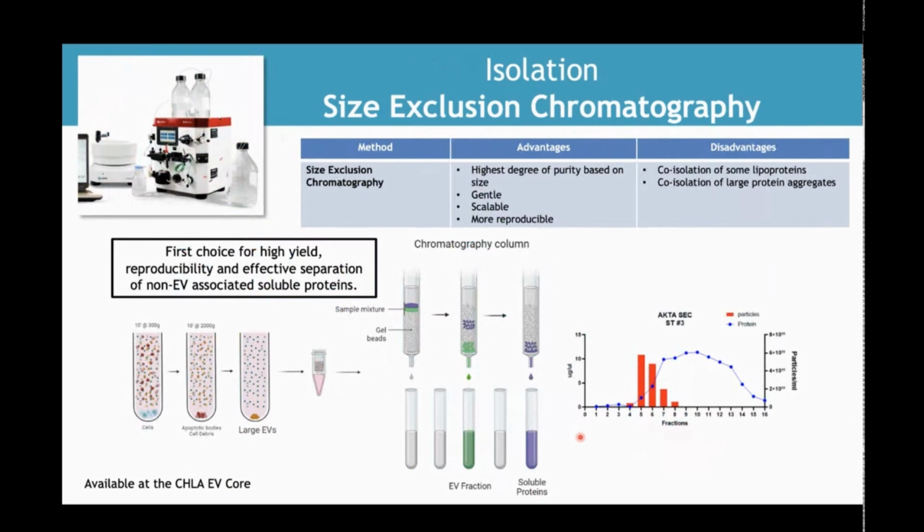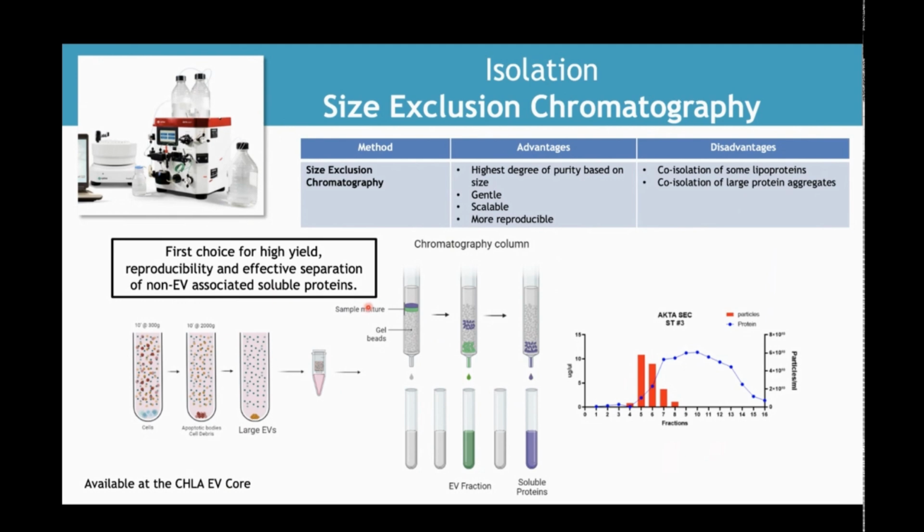The method of choice that we utilize at the core is actually the size exclusion chromatography, which is done on this pretty simple chromatography instrument called ÄKTA. This is the method that gives the highest degree of purity based on size. It is gentle, it's scalable, and tends to be more reproducible, but in certain cases it may not give the best purity. For example, lipoproteins are not separated if we were to just do size exclusion chromatography with a plasma sample.